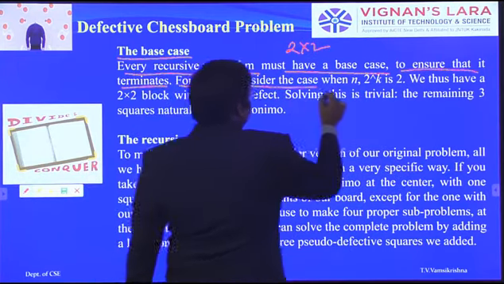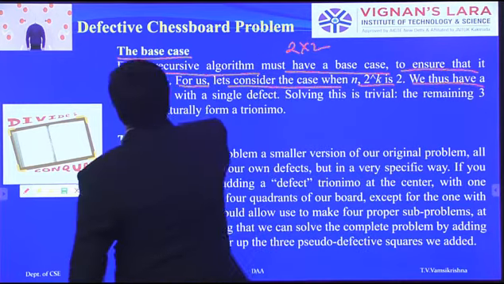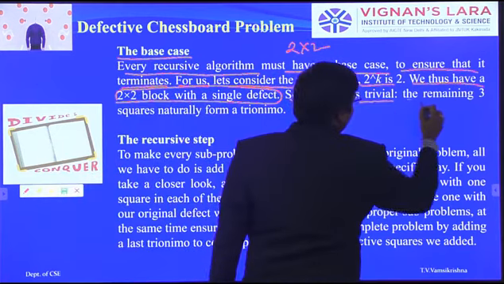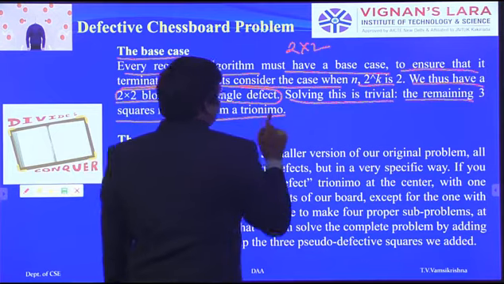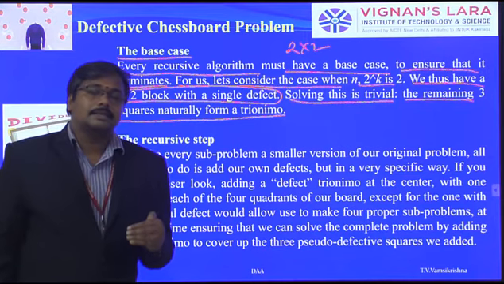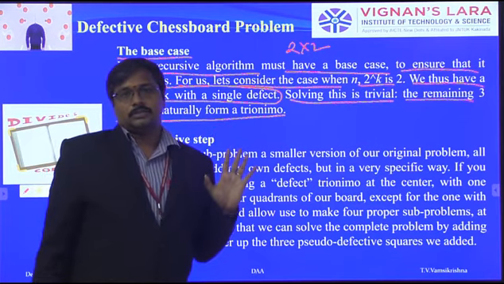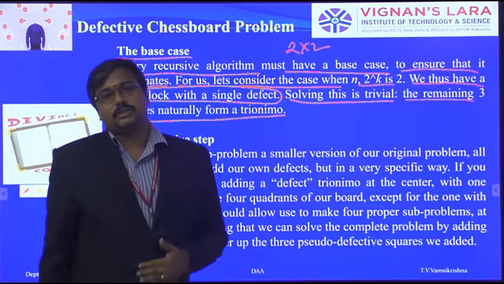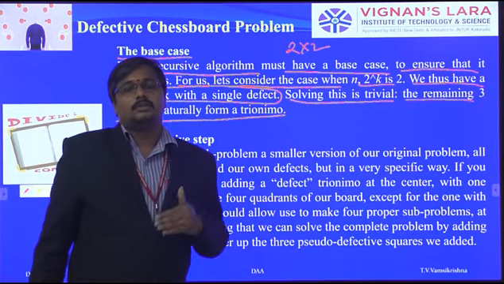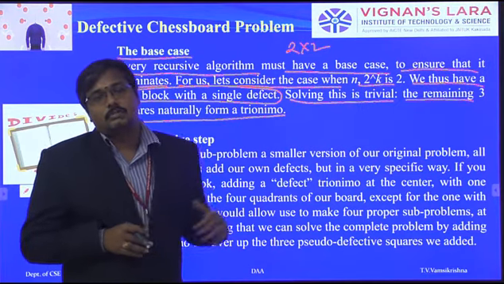So let us consider the case n = 2 power k, with k equal to 1. A 2 by 2 block with a single defective square is trivial to solve, so the remaining 3 squares naturally form a triamino. That is the base case. So at what point does the recursion terminate, or what is the breaking condition of a recursion? When we get a 2 by 2 chessboard, there itself the recursion breaks. That is called the base case.